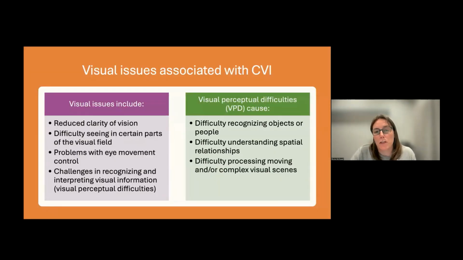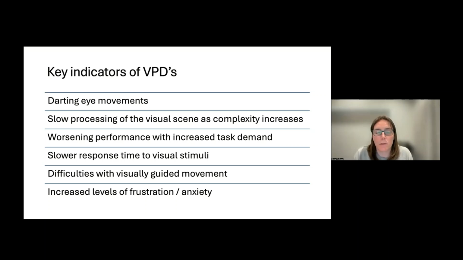The visual issues associated with CVI are reduced clarity of vision, difficulty seeing in certain parts of the visual field, problems with eye movement control, and challenges in recognizing and interpreting visual information. So those are visual perceptual difficulties. To define that a little more, visual perceptual difficulties cause difficulty recognizing objects or people, difficulty understanding spatial relationships, and difficulty processing moving or complex visual scenes. We've had some great research come out of the CVI neuroplasticity lab at Harvard in recent years that has helped us see some of the key indicators of visual perceptual difficulties, especially in children.